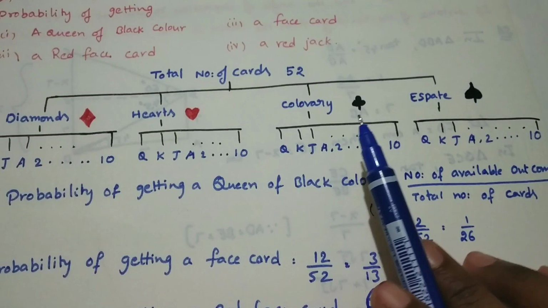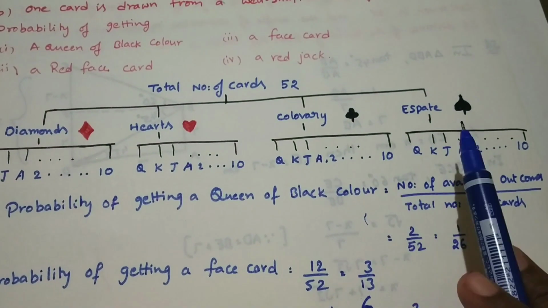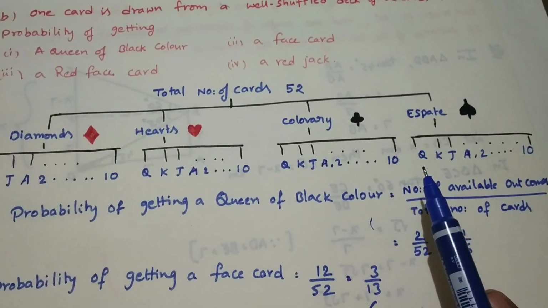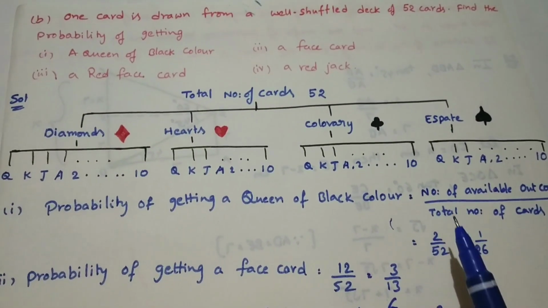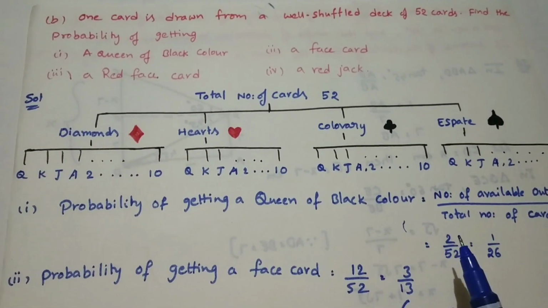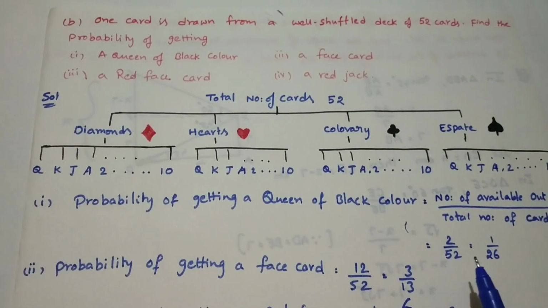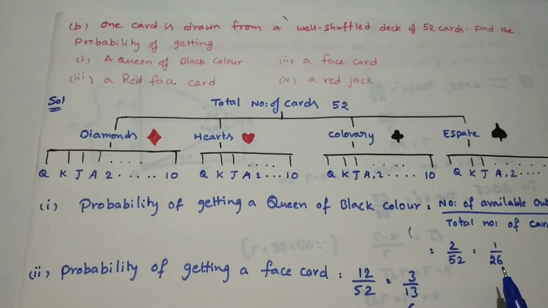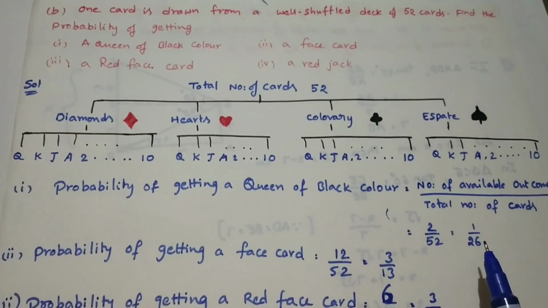How many black color groups are there? 2 are there. In these 2 groups, how many queens will be there? 1 queen here, 1 queen here. So the probability of getting a queen is 2 divided by the total number of cards, 2 by 52. If you do the cancellation, you get 1 by 26.